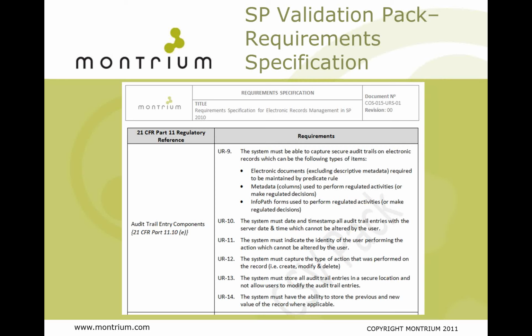So the system must be able to capture secure audit trails on electronic records, which can be the following types of items, and we list out what those items are in terms of electronic records. We're also indicating that we have to have a timestamp, that we have to have the identity of the user, etc. So we've got a clear mapping here between Part 11 requirements and our system requirements to be able to meet those regulatory requirements.